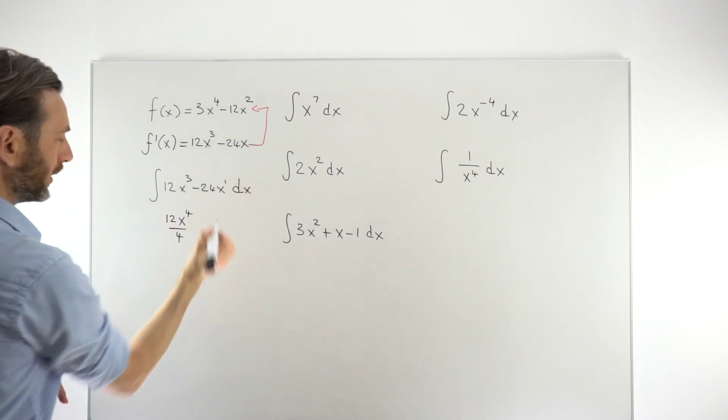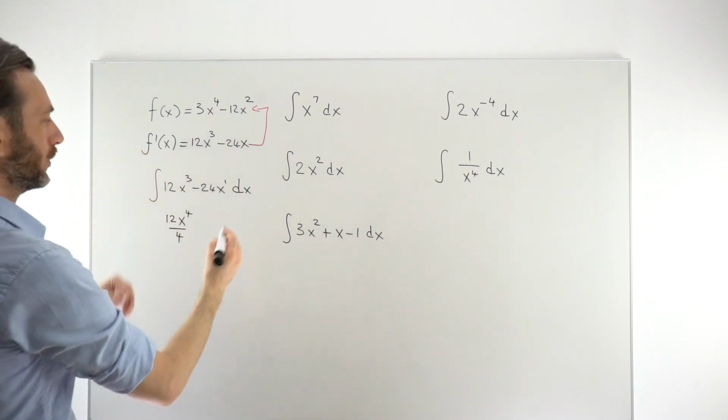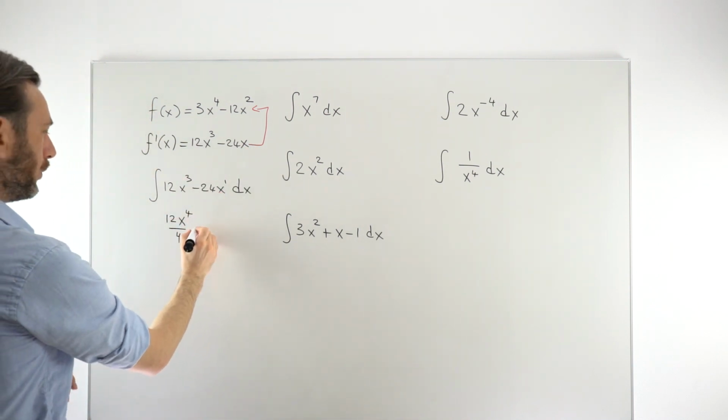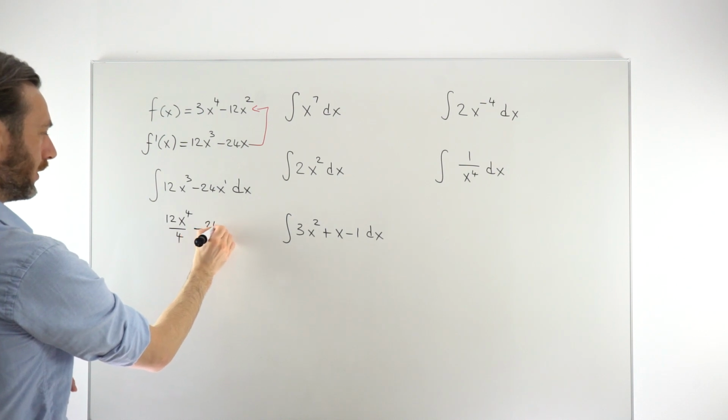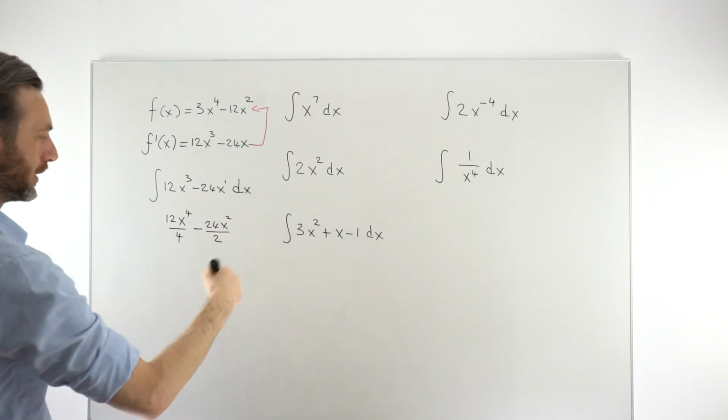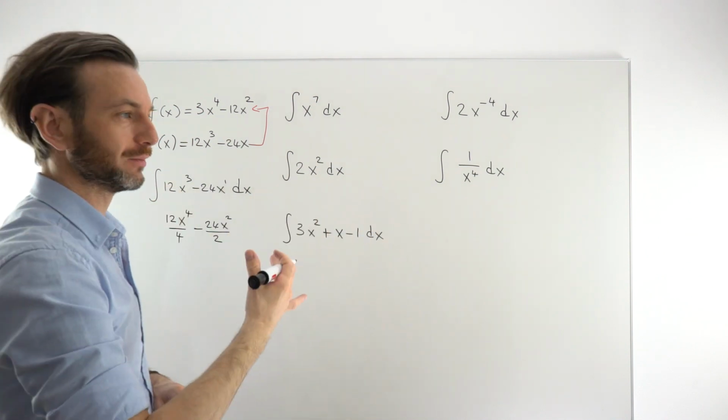Remember, an x has got an x to the 1 power on it, secretly. So increasing the power by 1 would mean that that goes up to an x squared, and then divide by the new power. So increase the power by 1, divide by the new power.